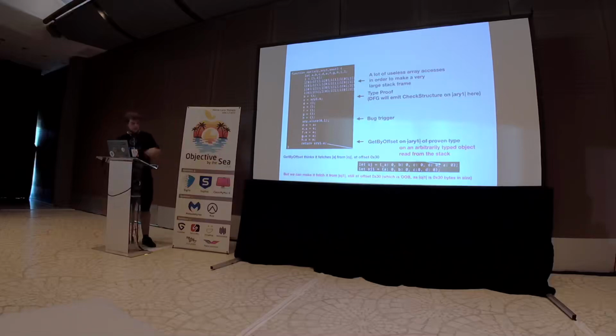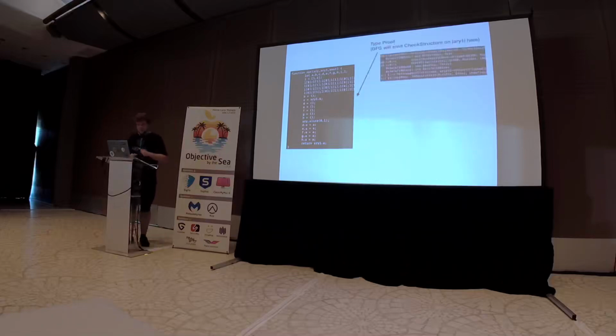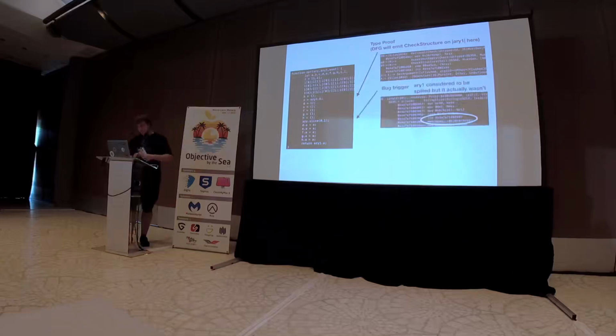And this is what it looks like when this is JIT compiled. So we begin with our type proof, which is emitted by the DFG JIT to prove that the get by offset node at ARI1.b is correct. And then we trigger a bug, which will end up spilling RAX to the stack. And if you look at the check structure node that was inserted by DFG JIT there, you will see that RAX is the register that holds the ARI1 object. And so it's supposed to be spilled.